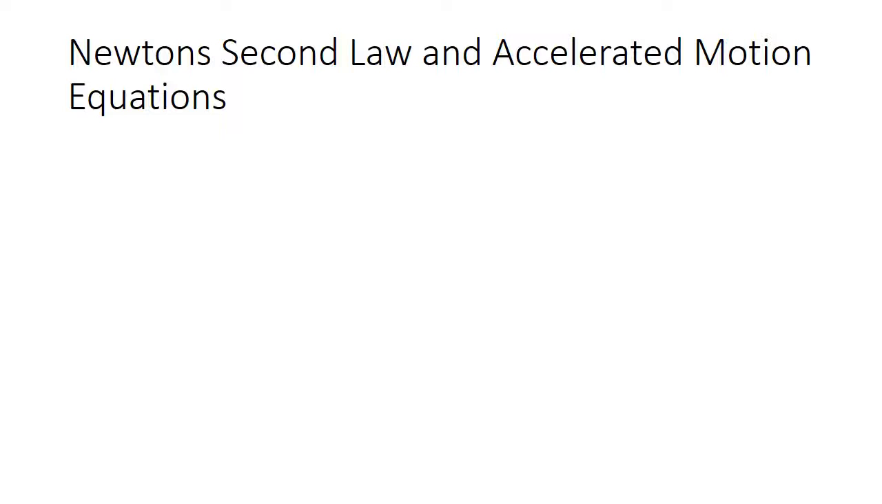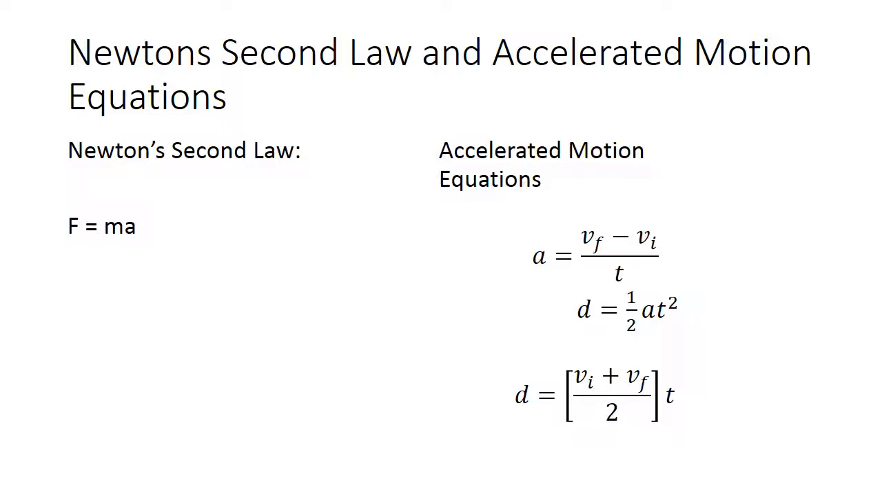Well, the problems we did earlier had both Newton's second law and accelerated motion in them. They included F equals ma, force equals mass times acceleration, where we use force in newtons, mass in kilograms, and acceleration in meters per second squared. And we use the acceleration motion equations, where we had acceleration equals final velocity minus initial velocity over time. Distance equals 1/2 acceleration times time squared, remembering that that only works if the initial velocity is 0. And distance equals initial velocity plus final velocity over 2, the average velocity times the time. We used those before, and we had no trouble using those the other day.